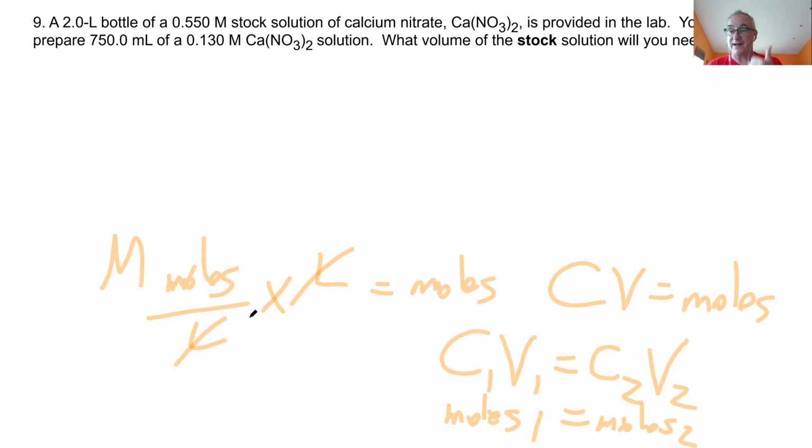So remember, I've got a concentration and I've got a volume. That's enough to tell me how many moles there are. So how many moles of calcium nitrate total are there in the dilute solution? Because it's only the dilute solution we actually have a volume. Because remember, you need a volume and a concentration to determine moles.